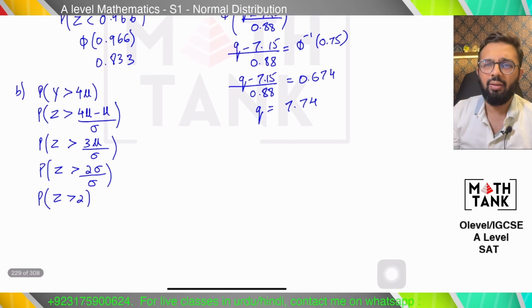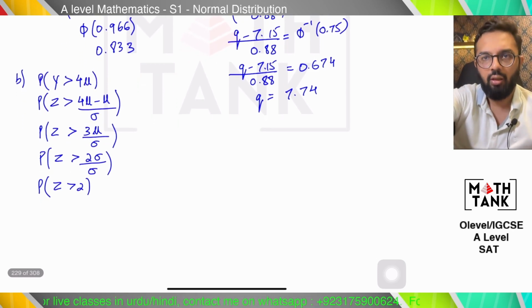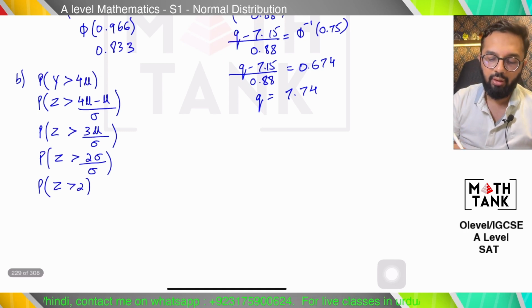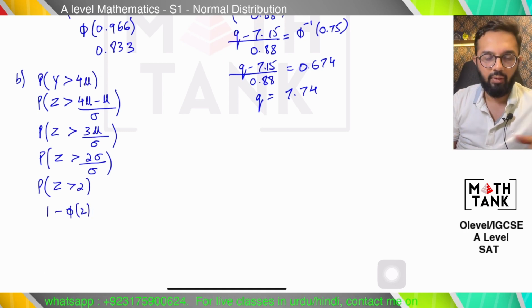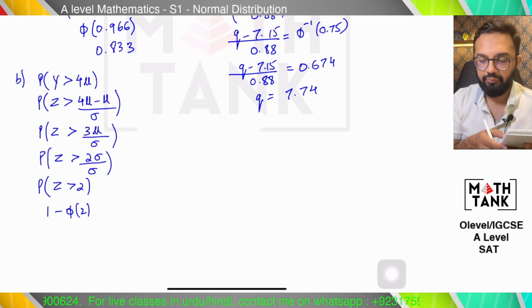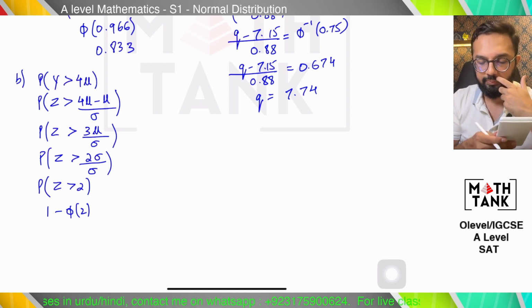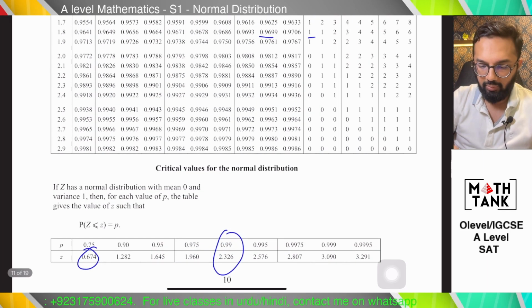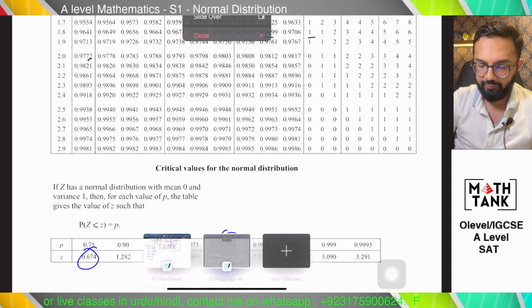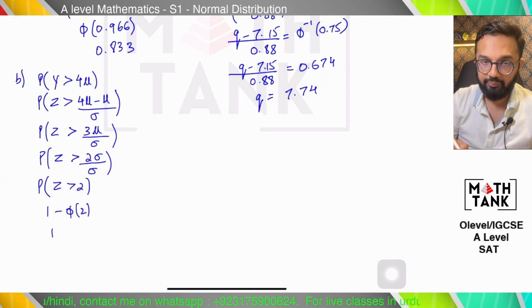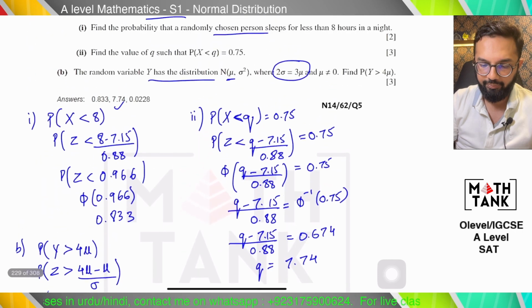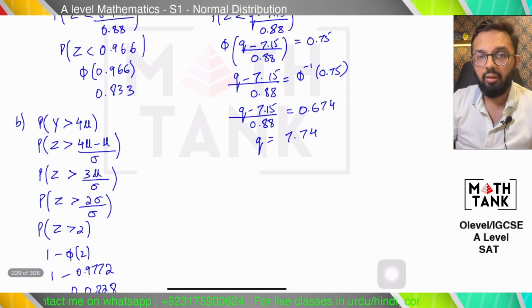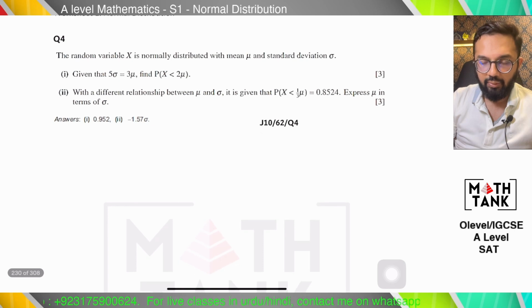So automatically it's converted to a number. Why? Because I did a lot of algebra there and came up with the number. So 1 minus phi of 2. Phi of 2 from the table is 0.9772. So 0.0228, I think. Yep, that's the correct answer. So that was another question. Let's look at question number 4.